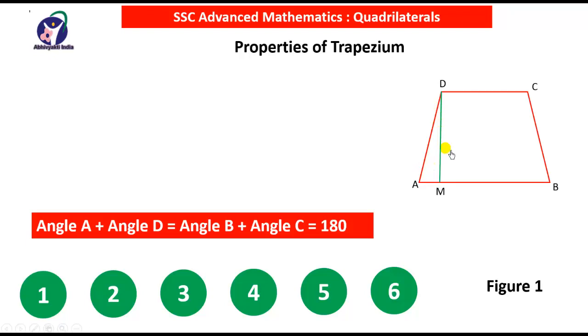It means angle A and angle D are supplementary angles. Here angle B and angle C will always be 180 degrees. It means angle B and angle C are supplementary angles.